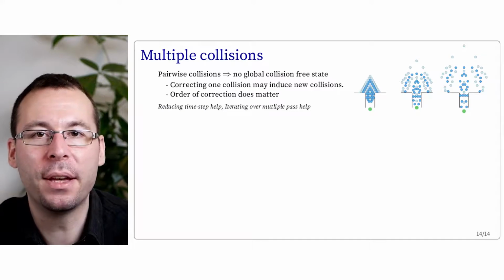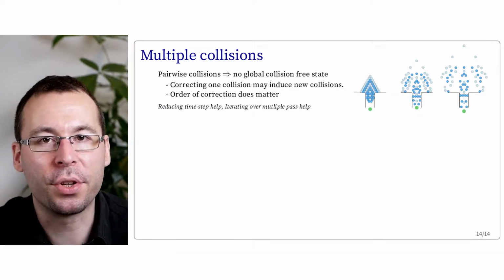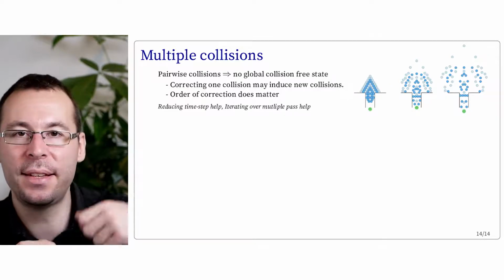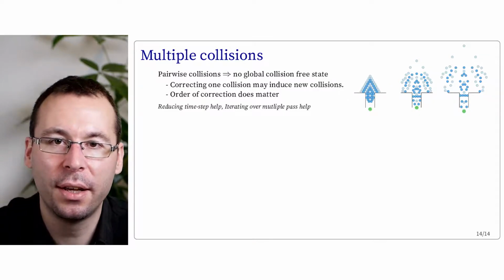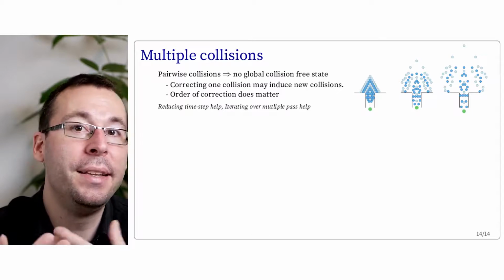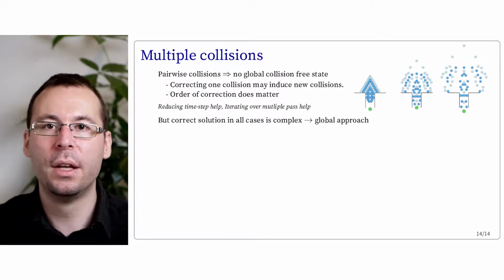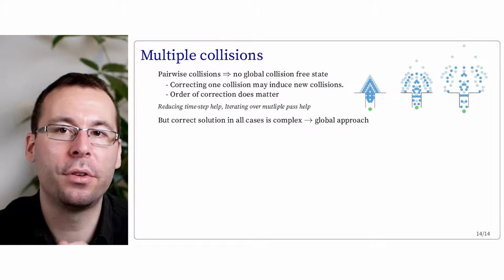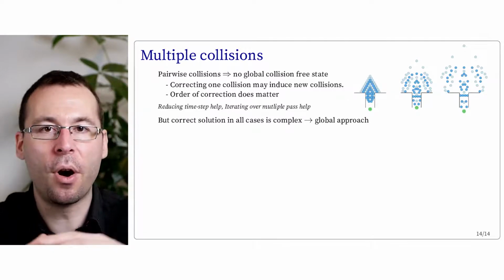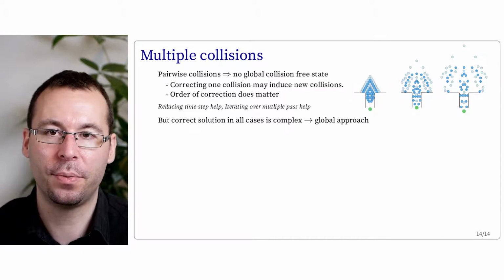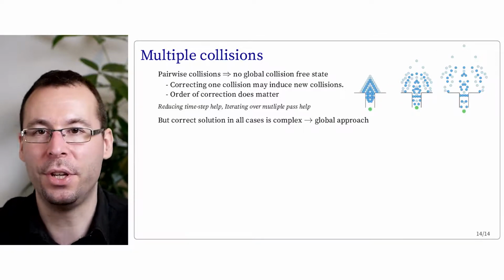When such a problem appears, you can slightly improve the results by reducing the time step, for instance, or iterating several times over the collision handling. But doing that will only limit the problem, and it still doesn't avoid collision globally. So if you want to reach a correct solution in all cases, then the problem is more complex. You necessarily need a global approach, and you cannot only deal with pairwise collision.